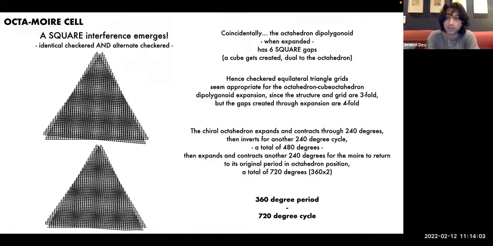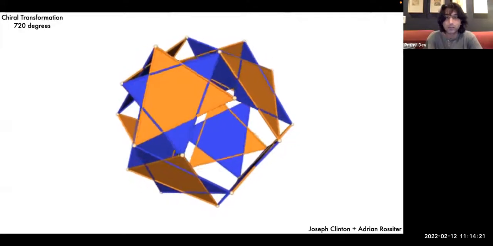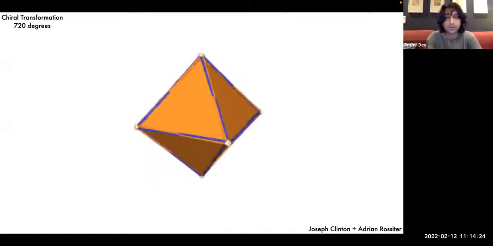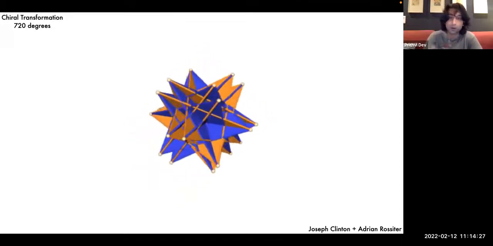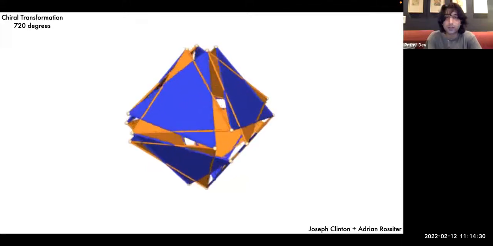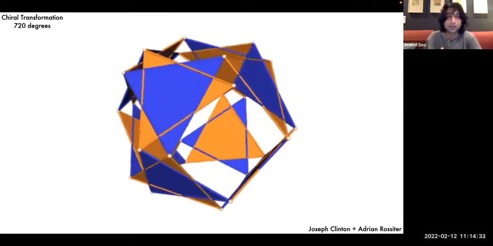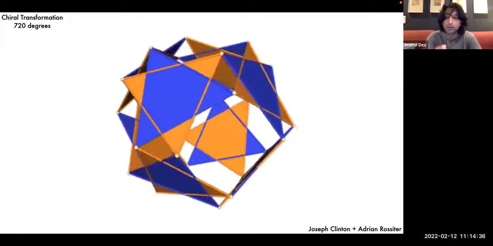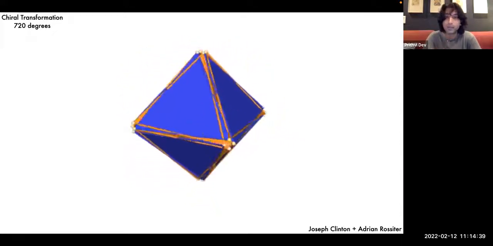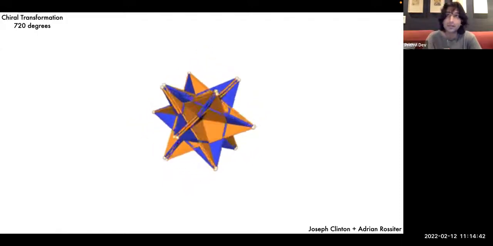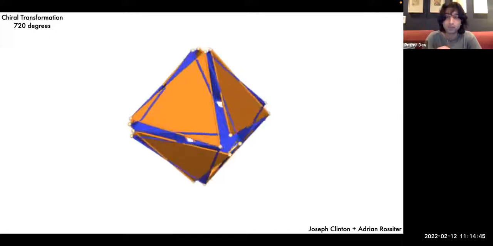And of course, the chiral expansion of the octahedron is a 720-degree expansion, but the period for the Moire is 360 degrees. So it would make sense, because the physical structure only expands 120 degrees, to use the chiral expansion for the animation. And here again, the animation starts at the cuboctahedron phase of the structure. But if one started the chiral expansion with the octahedron, then that Moire would make sense. So basically, it does matter where one begins the chiral transformation from.